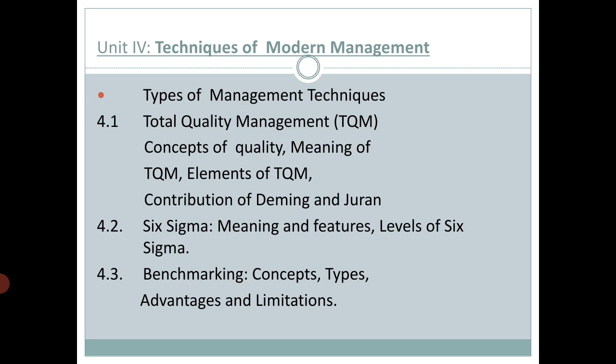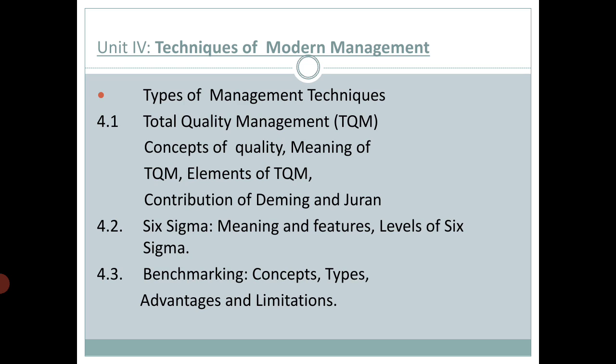So whenever we go through the concept of quality, why is quality important? See, whenever we purchase any product, what do we expect? Whenever we consume such a product, we expect satisfaction, right?